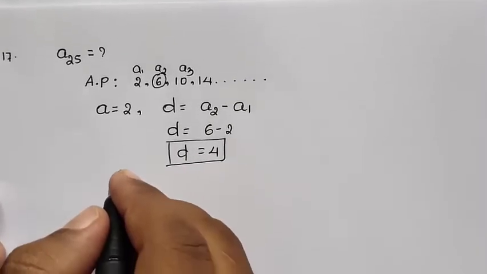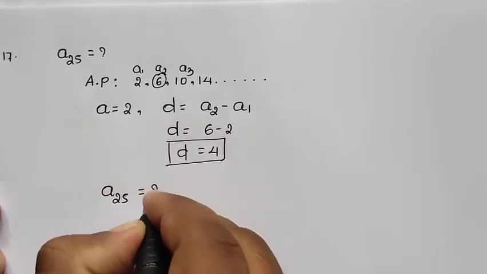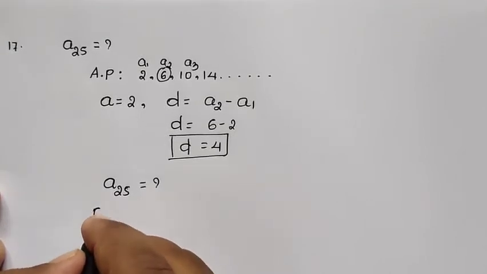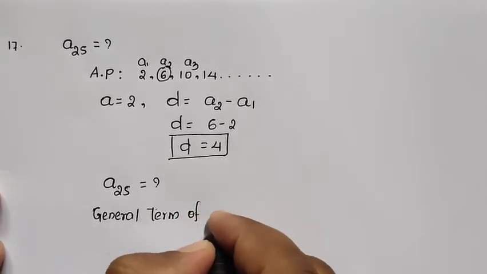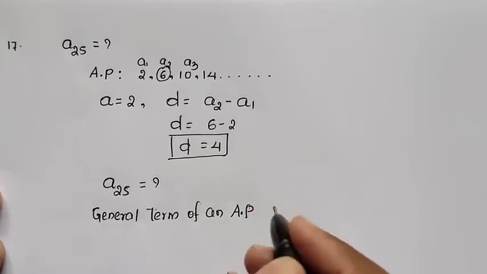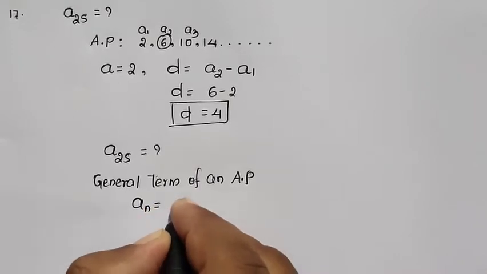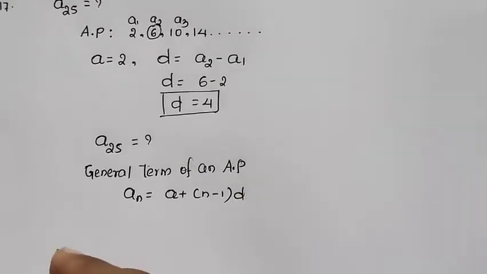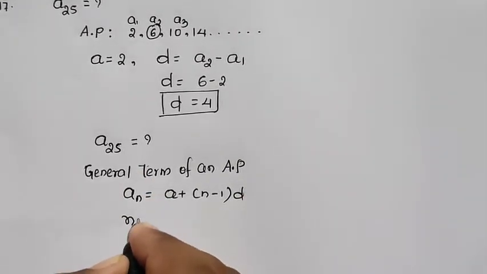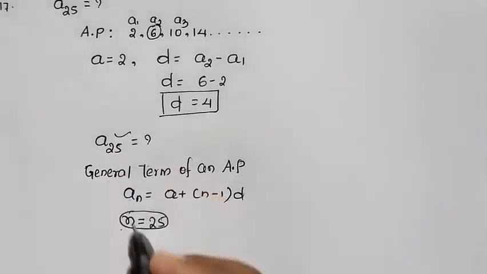Now you need to find A25. We know the general term of an AP is given by AN is equal to A plus N minus 1 into D. Now substitute N is equal to 25 to get the 25th term, A25.